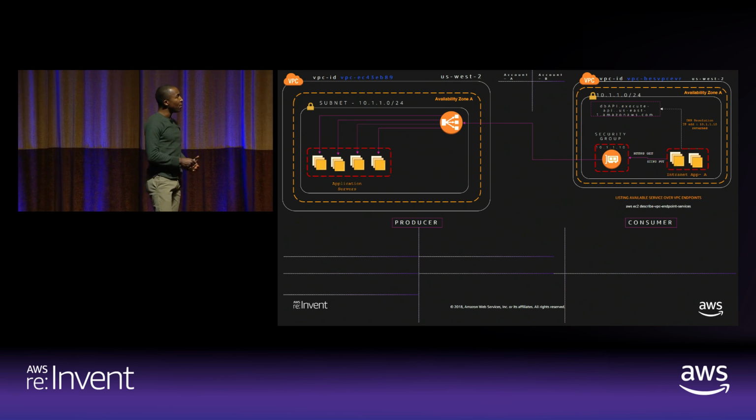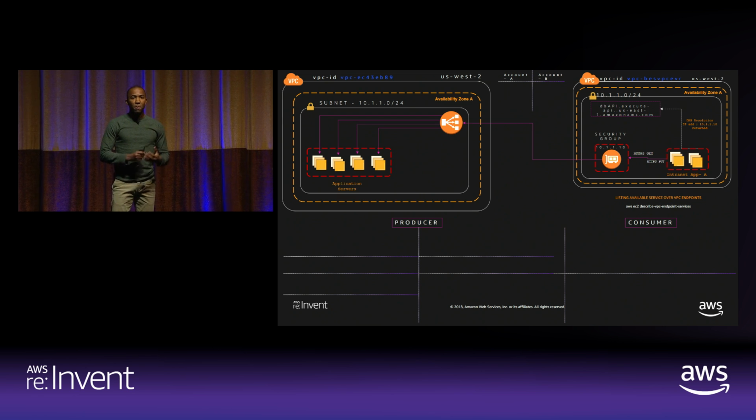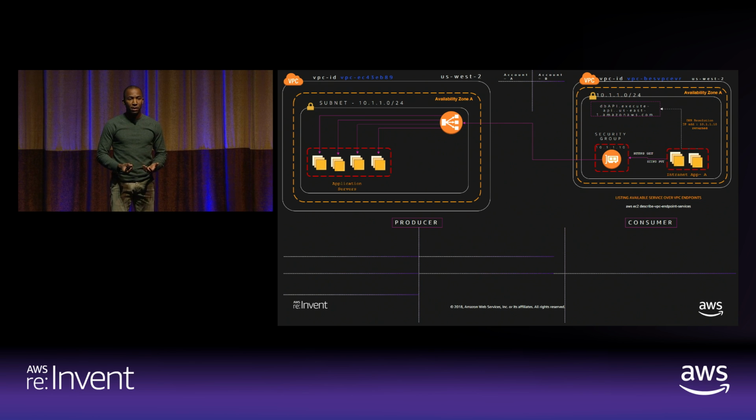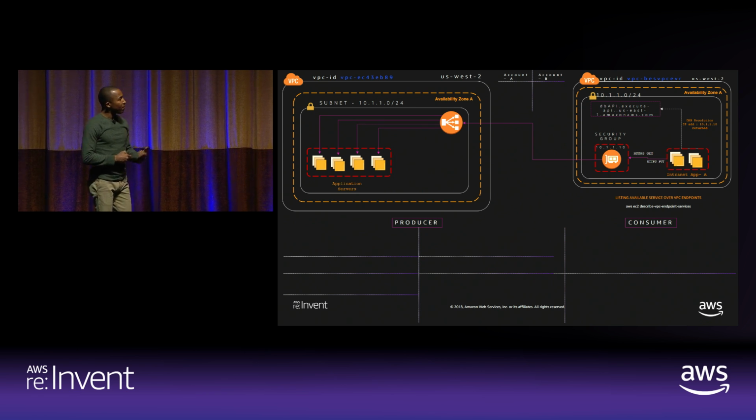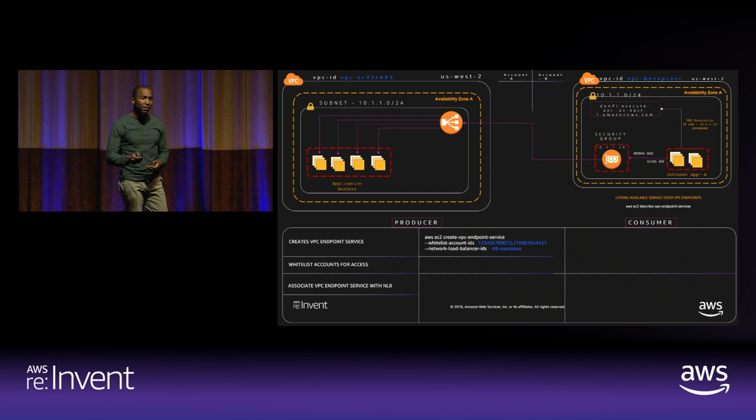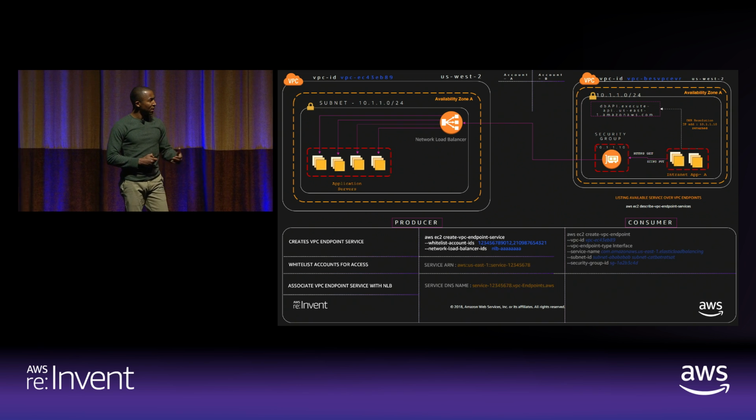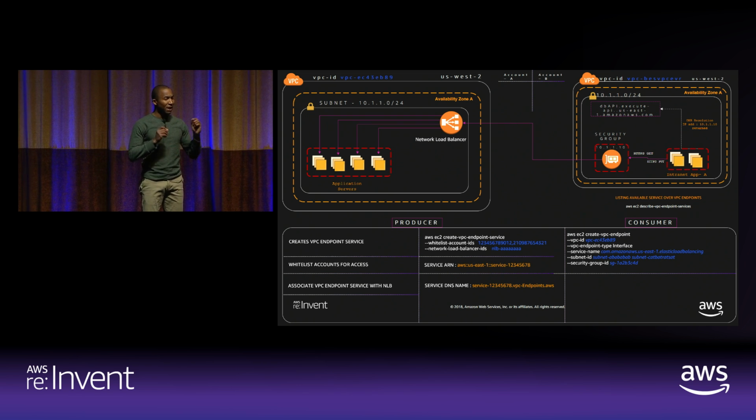OK, so let's talk a little bit more about what it actually looks like. The very first requirement for creating endpoint services is that your application must be an application that supports TCP only and sits behind a network load balancer. Once you have that set up, then you go ahead and create a VPC endpoint service and associate the network load balancer that you've specified for this specific application with this endpoint service. Then you whitelist the accounts that must have access to this environment.